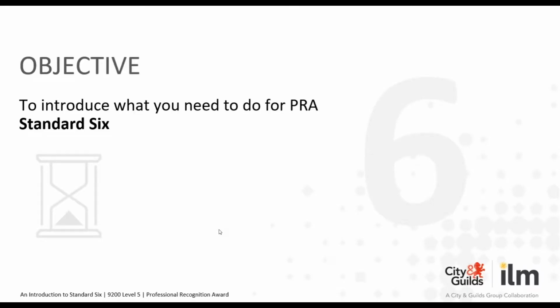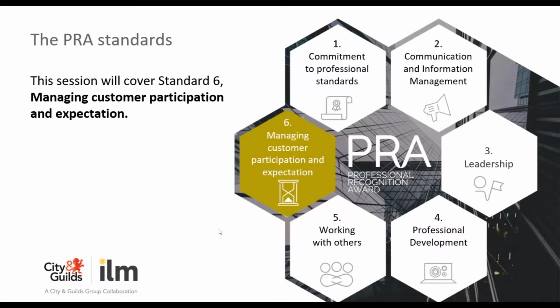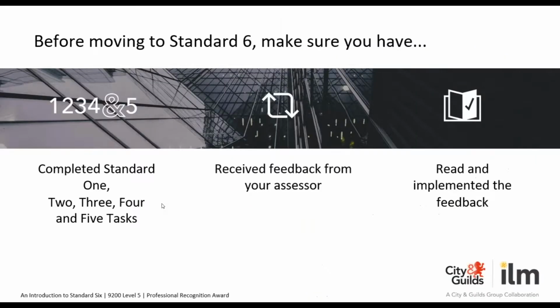So the objective of this mini webinar is to introduce to you what you need to do for the final standard in the Professional Recognition Award at Level 5. So by now, you will have done the other 5 standards: the commitment to professional standards, communication, leadership, professional development, and working with others. And this is the final part of the qualification. Managing customer participation and expectation. That's quite a big ask, I think, by anybody's standards. So these are the things you need to think about before you launch into that.